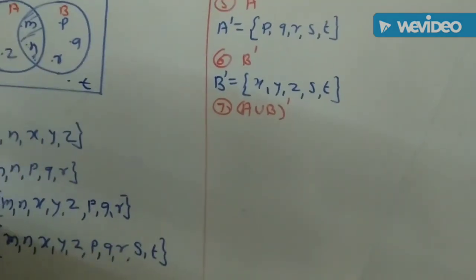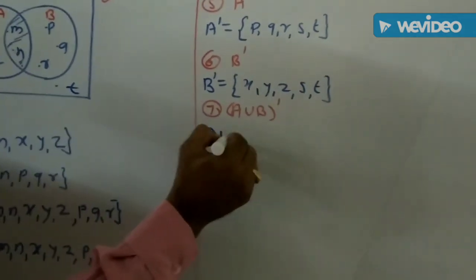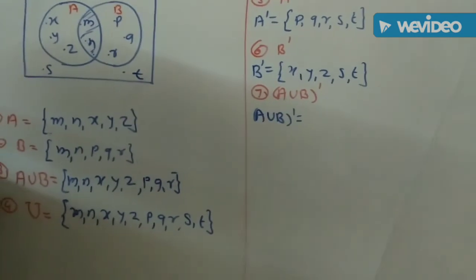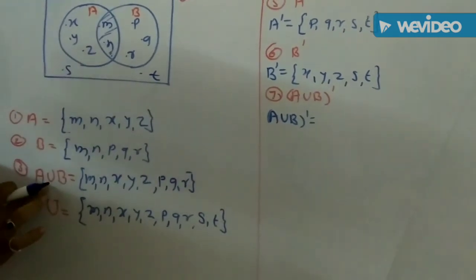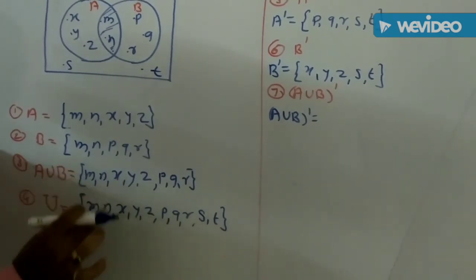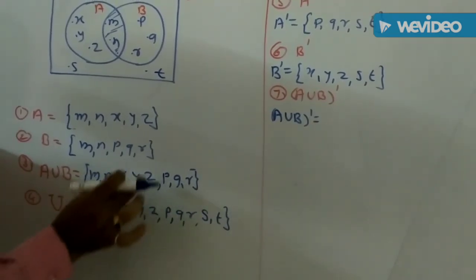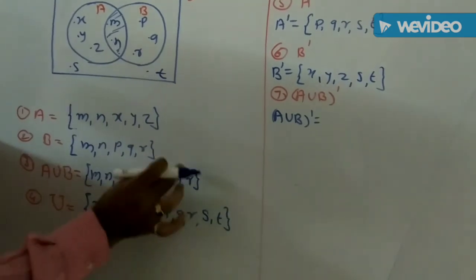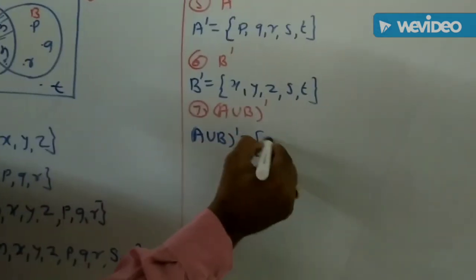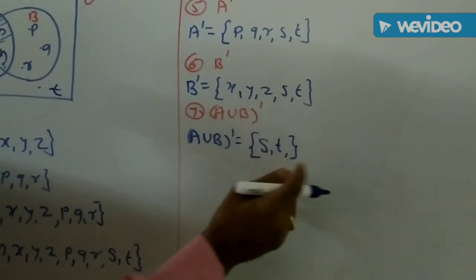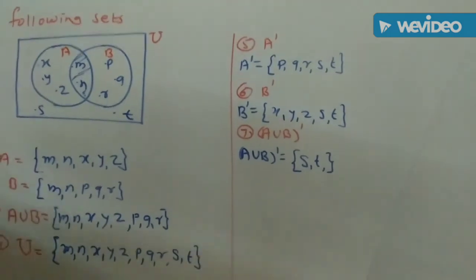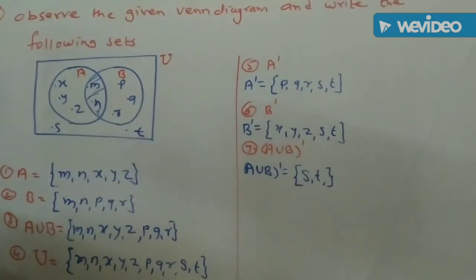Then the seventh is the complement of A union B. That is the set of the elements which are in U but not in A union B. In A union B, M is given, N is given, X is given, Y is given, Z is given, and P, Q, R are all given, but S and T are not given. Therefore the set of elements S and T is the complement of A union B. From this figure, we write these sets.